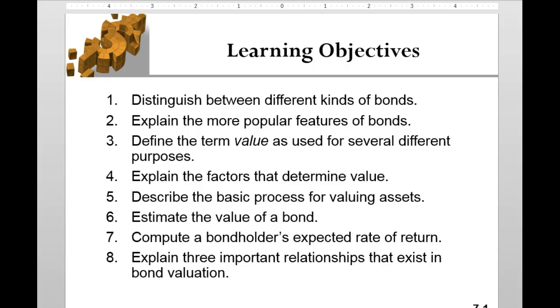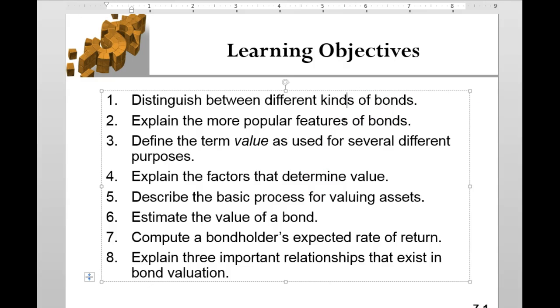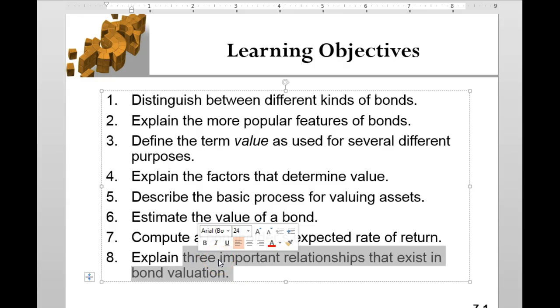So here we go. Learning objectives: you're going to find out about different kinds of bonds. You're going to find out about the features. You're going to define value and how it's used. You'll look at some factors that determine that value. You will estimate the value of a bond. You will also compute the expected rate of return, and then explain 3 important relationships that exist in bond valuation. And it's kind of important that you understand this one, especially when you get into the corporate world.